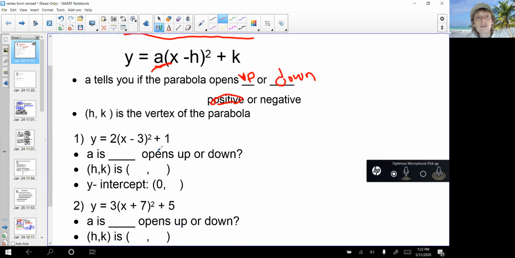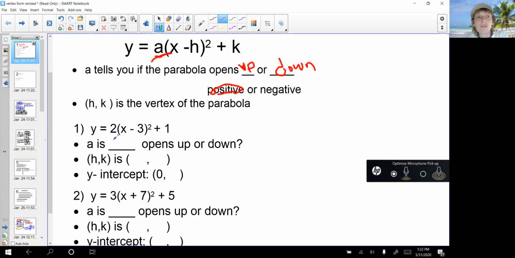So if we go down here and start looking at these problems, first off, we're going to take a look at the A. The A is positive. It is a 2, so we're going to write down a 2. And it is positive, so it opens up. So we want to circle up. H, K, that is the vertex of the parabola, so this is the H. This is 3. And the K is a 1, so I'm going to put 1 right here. All right, so that's what we have so far.